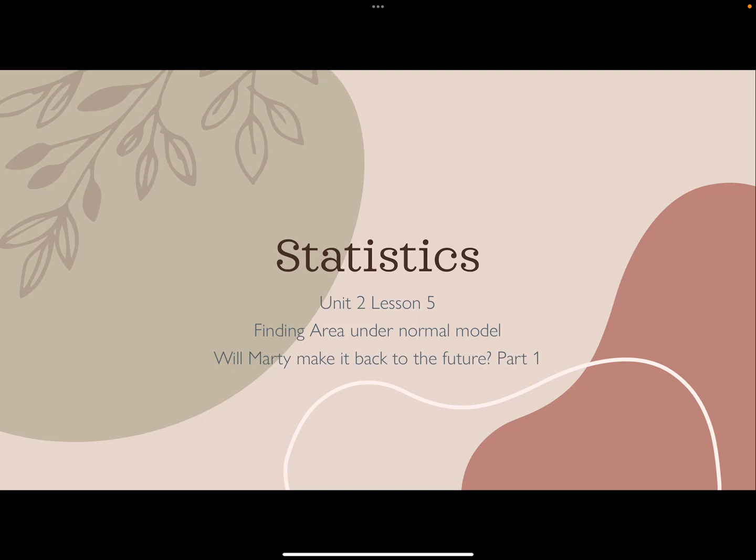Unit 2, Lesson 5, Finding Area Under a Normal Model. The lesson is called, Will Marty Make It Back to the Future? This is part 1 of our lesson.